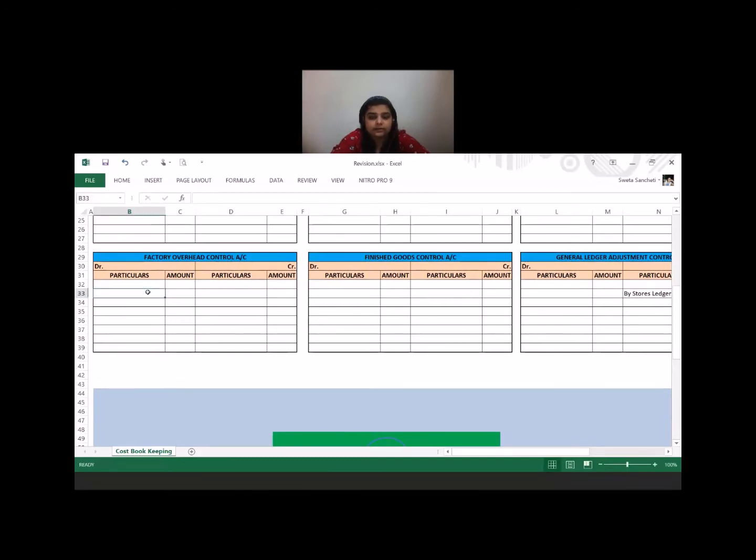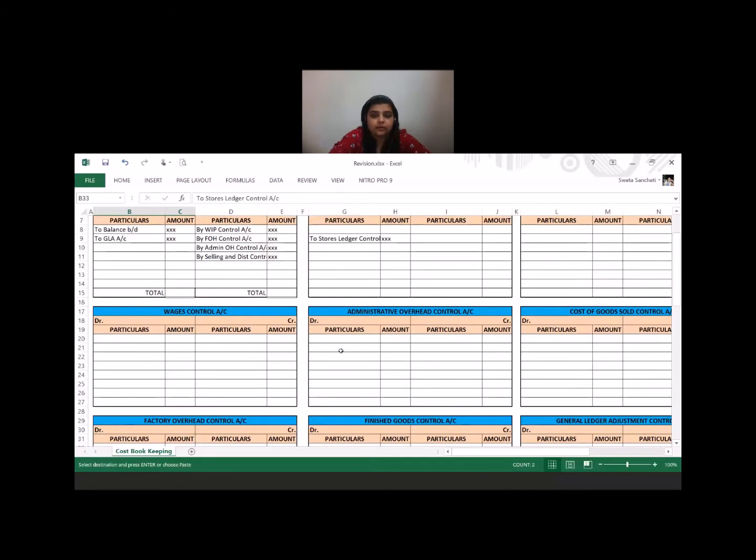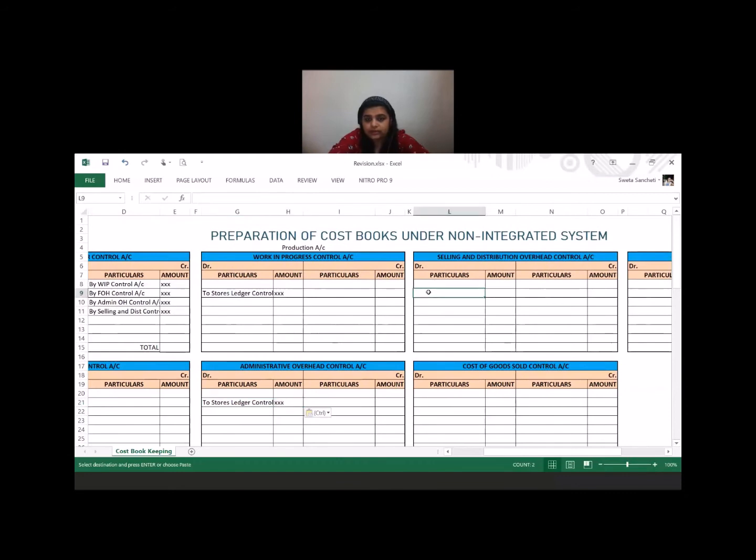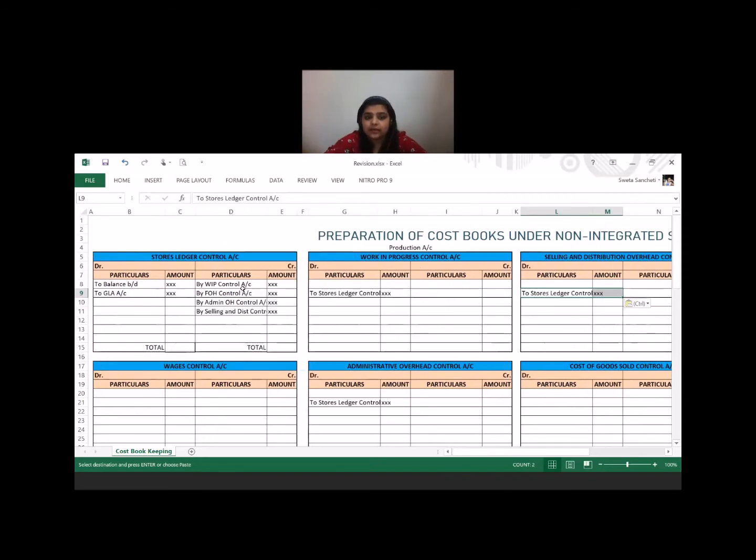Let me do the double entry here. To stores ledger control account. Factory overheads का factory overheads में गया. Then admin overhead का admin में जाएगा. And selling and distribution overhead का selling and distribution. It is always preferable that keep doing both the entries. Obviously double entry हमेशा साथ साथ में होगा. So all my direct material is shifted, all my indirect material is given to जो जो उसका overhead है उसमें मैंने shift कर दिया.